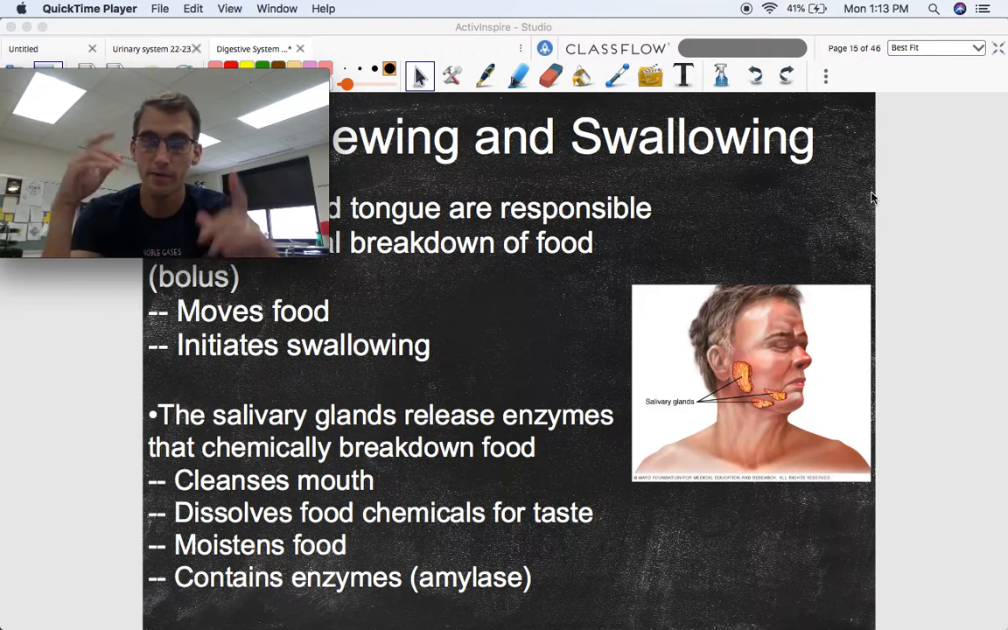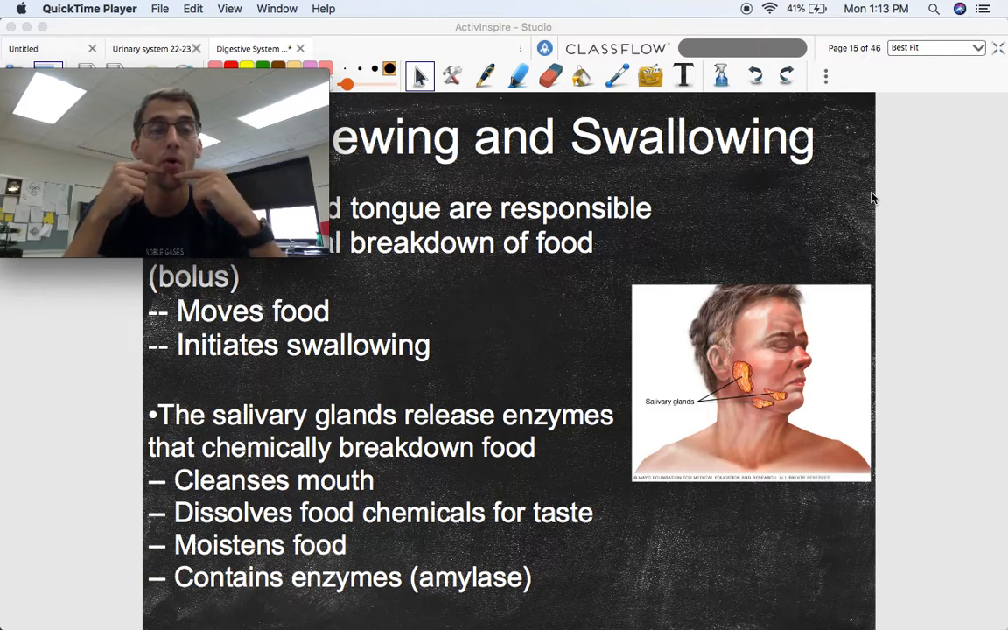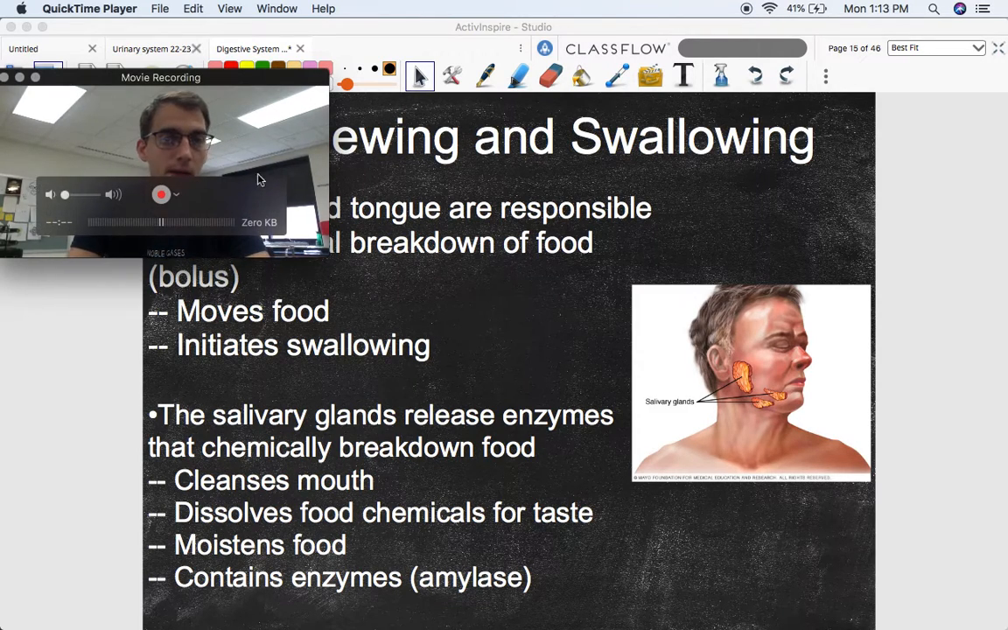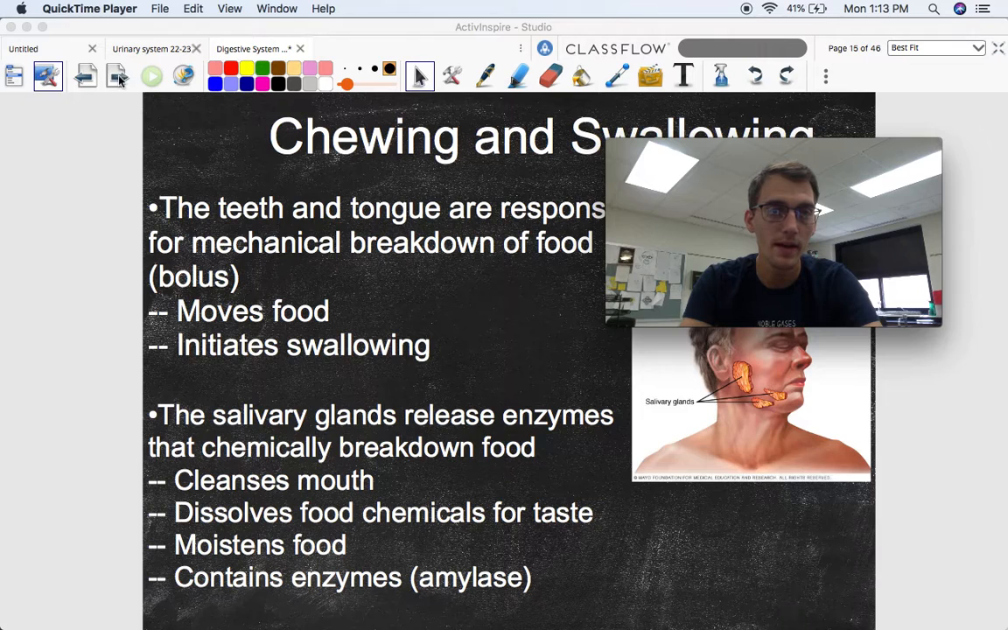Let's see. You have your parotid salivary glands, your sublingual at the front, and then you also have your submandibular pair of salivary glands. So you got 3 different ones all ready to go over there.